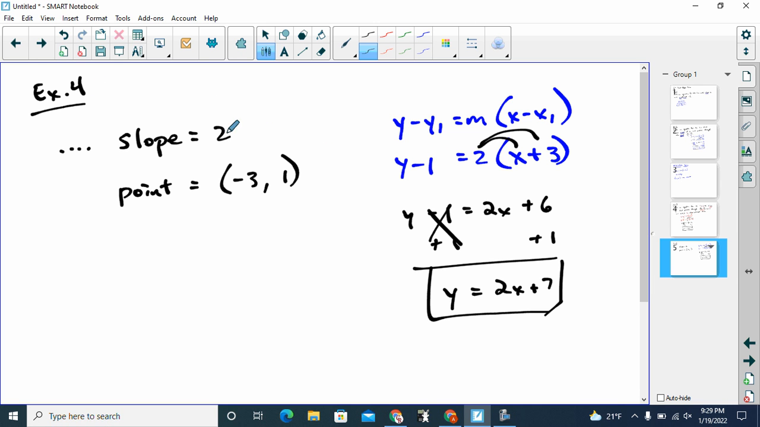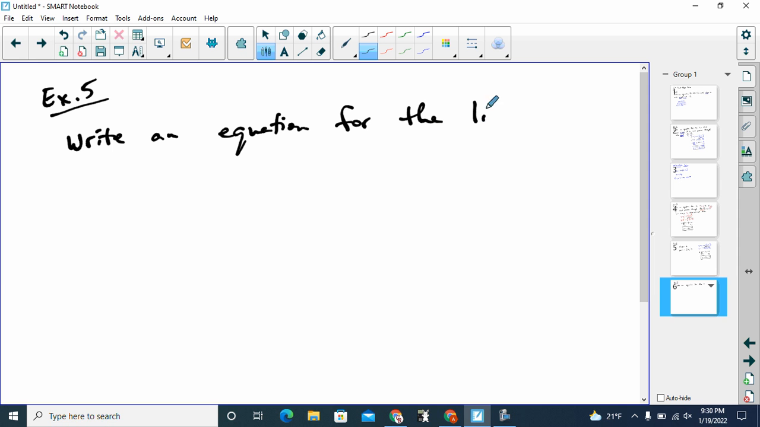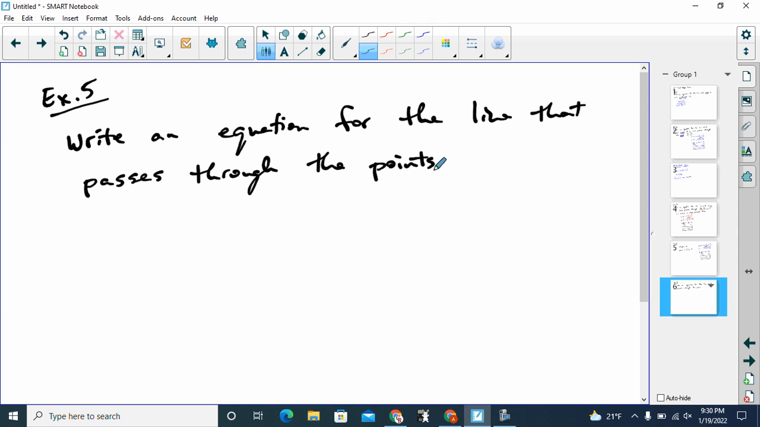So that's the first type of problem. It gives us a slope and a point. Example 5 asks us to write an equation for the line that passes through the points 2, 7, and 4, -1. Write an equation for the line that passes through the points 2, 7, and 4, -1.